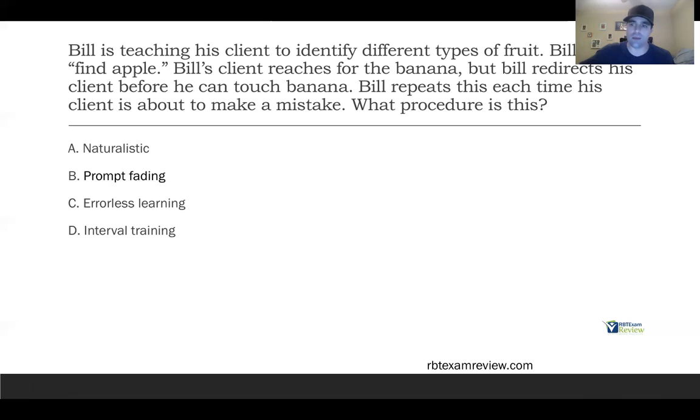Errors lead to more errors. Errorless learning is really popular for young clients and for teaching new skills, because you're preventing errors from happening and only reinforcing the right behavior. And then D, interval training. There's no time involved, right? There's no interval training going on, no interval reinforcement. D is out. So C, errorless learning. Bill's preventing his client from making an error while he's teaching them.